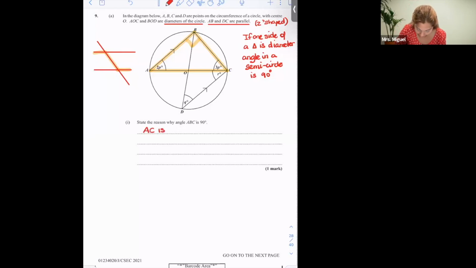AC is the diameter, and the angle in a semicircle is 90 degrees. That will award you your 1 mark. So take it out if you don't have it.